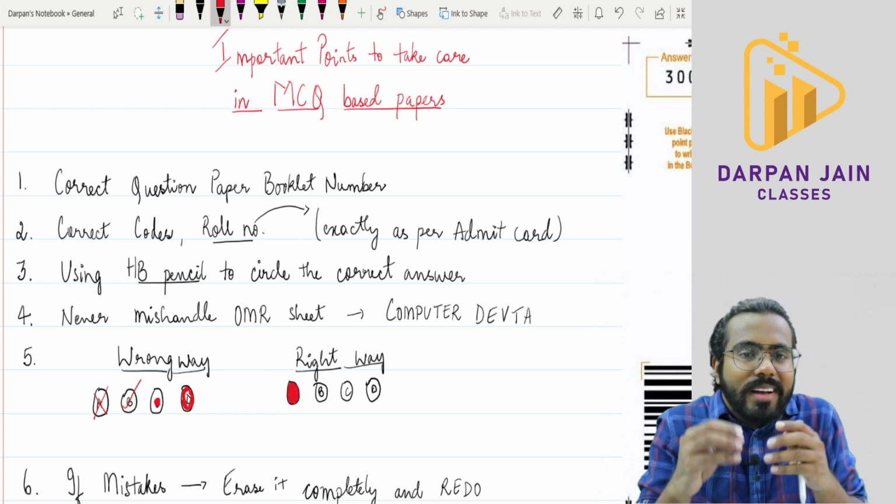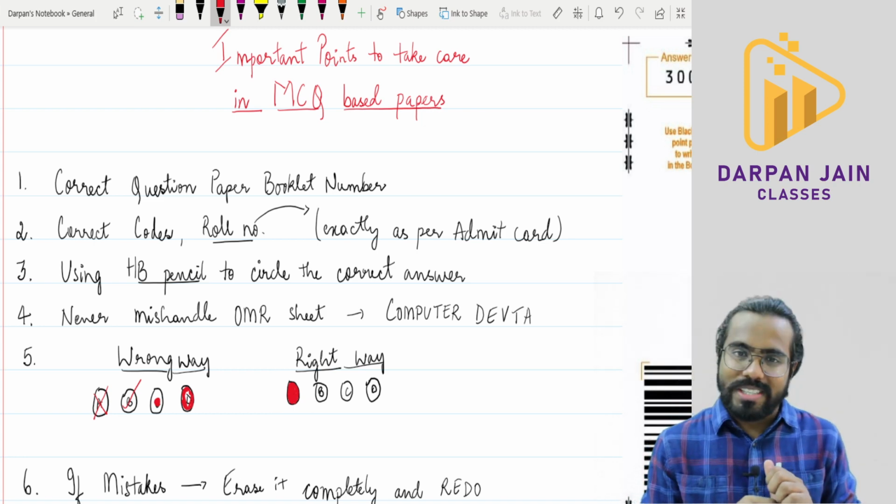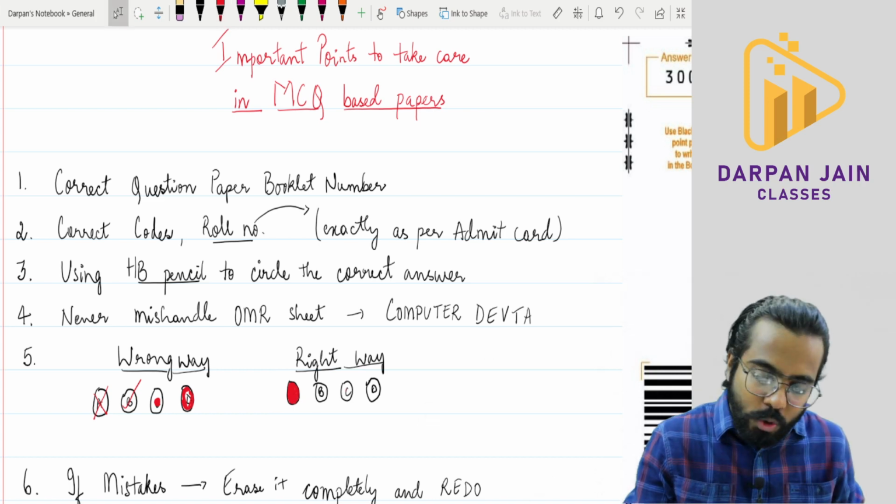Now, if by mistake you've marked 2 options, if you've circled 2 options, let's say it's the 5th question, and by mistake you colored 2 things in the 5th question.